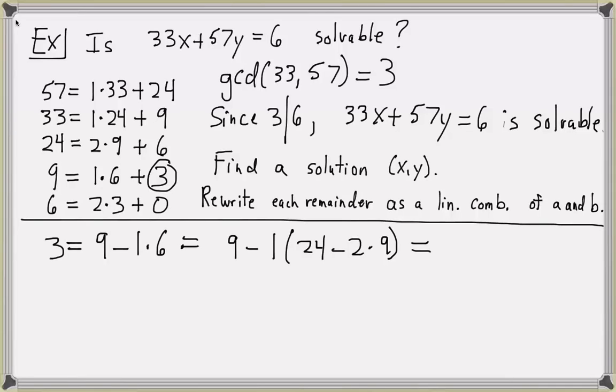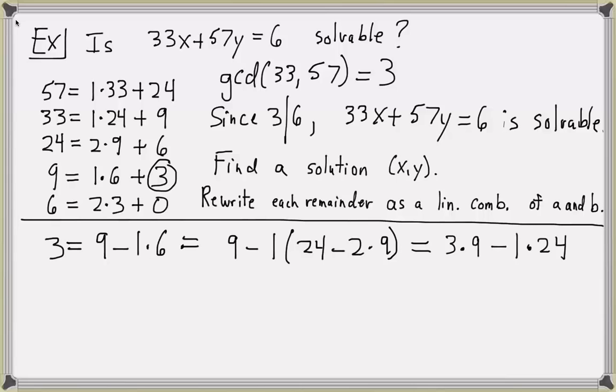So let me collect like terms. I have a factor of minus 1 times minus 2 times 9. So that gives me a total of plus 2 times 9. And I have another 9 outside. So I'll have a total of 3 times 9 minus, when I distribute the minus 1, times 24. Okay, so I've written the last non-zero remainder 3 as 3 times 9 minus 1 times 24.